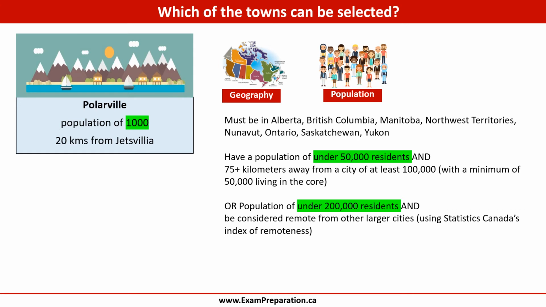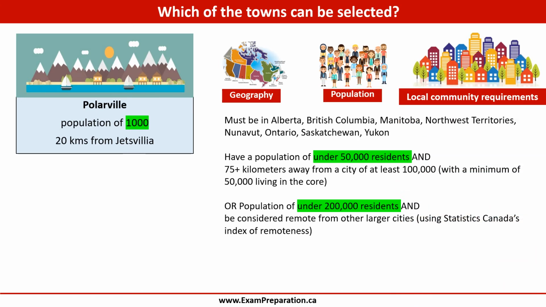All right, so with this one here, we can see the population meets the requirements. The population is 1,000, and it's perfect. So when you take a look at the StatsCan index of remoteness, as we saw in the lesson, you might just take a quick look at it. You don't need to memorize those cities, those towns, of course, and see which ones qualify. But it's interesting to see that a lot of those towns have 1,000 people, 1,200 people, and they qualify in terms of geography, right? In terms of being considered remote, according to StatsCan. So Polarville meets these requirements.